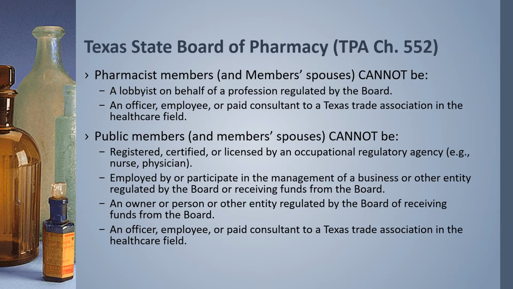Pharmacist members, and their spouses, cannot be a lobbyist on behalf of a profession regulated by the board, or an officer, employee, or paid consultant to a Texas trade association in the healthcare field. Public members and their spouses cannot be registered, certified, or licensed by an occupational regulatory agency like a nurse or a physician. They cannot be employed by or participate in the management of a business or other entity regulated by the board or receiving funds from the board. They cannot be an owner of a person or other entity regulated by the board or receiving funds from or through the board. And then lastly, they cannot be an officer, employee, or paid consultant to a Texas trade association in the healthcare field.